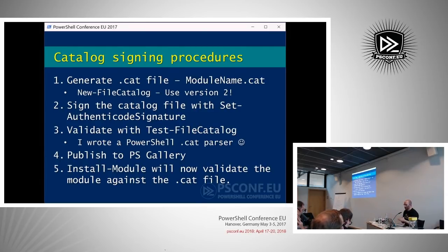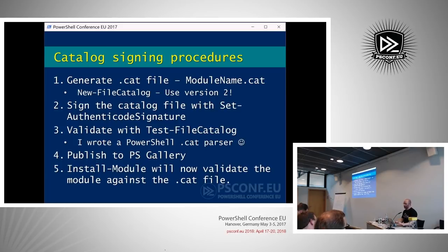Okay, so catalog signing procedures, we went through this: use New-FileCatalog, you then sign it and validate it. What's really cool is that if you're publishing to the PowerShell Gallery and you create that catalog file, you name the catalog file the same name as your module. So in my case, it was like FooModule. Within the FooModule directory, you would have FooModule.cat, which is signed by your code signing certificate. And then when anyone calls Install-Module to pull it down from the gallery, that code is validated against that catalog that's pulled down. So this isn't really documented at this point, but now you're aware of it.